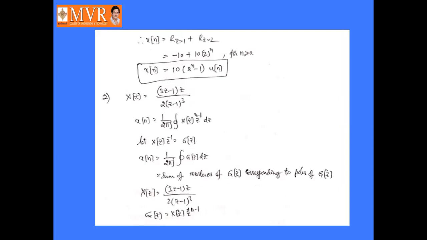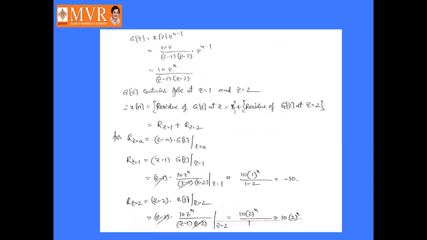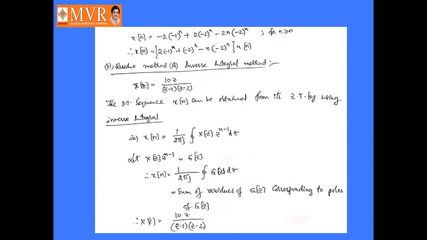Then x(n) equals the sum of the residues, R at z = 1 plus R at z = 2. The residue at z = 1 is -10 and the residue at z = 2 is 10 · 2^n. So it is -10 + 10 · 2^n for n ≥ 0, or we can write this as 10(2^n - 1) u(n). That is the inverse z-transform of the given function X(z) = 10z / ((z - 1)(z - 2)).